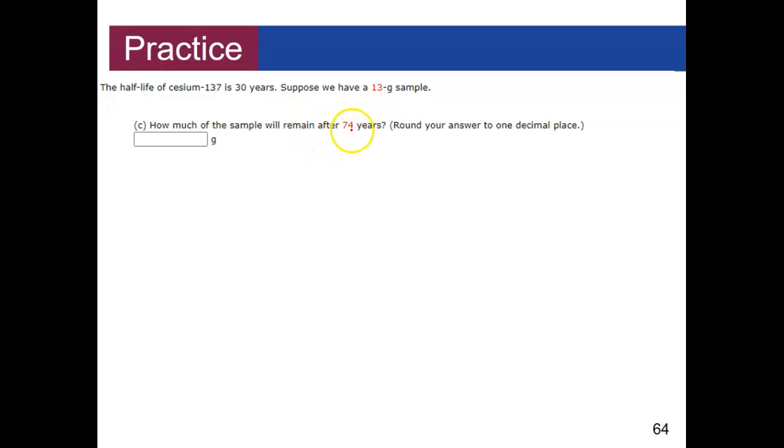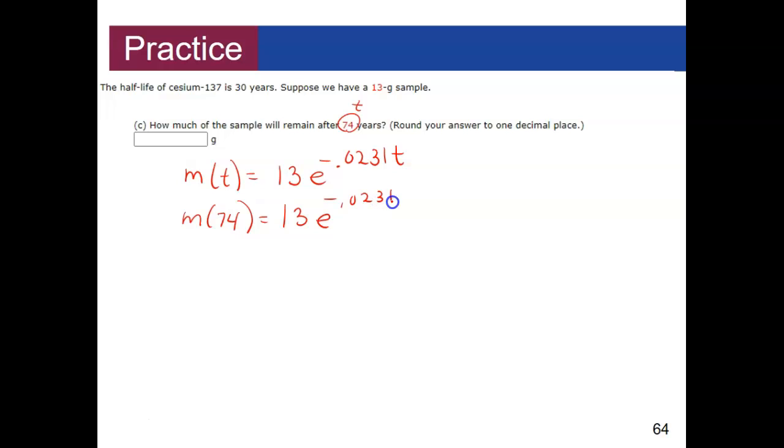Okay, how much of the sample will remain after 74 years? So we're going to use our model, and I prefer to use the Part B model. Okay, so I want to know how much of the sample will remain after 74 years. So I'm going to plug this in for my t. So m of 74 is going to be 13 times e to the negative 0.0231 times 74. And when you evaluate that on your calculator, you are going to get approximately 2.44, and that would be in terms of grams.